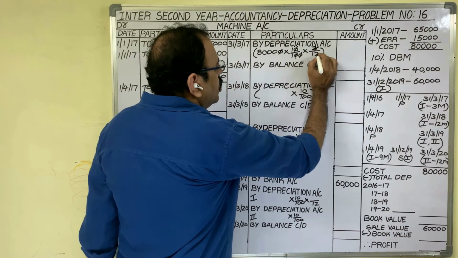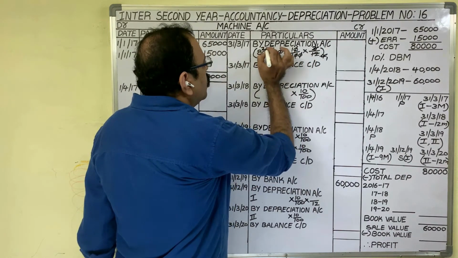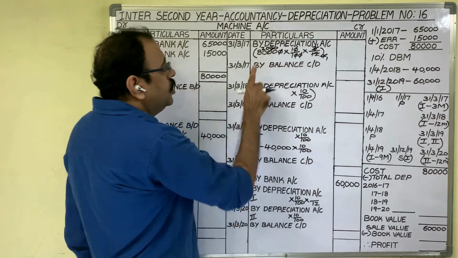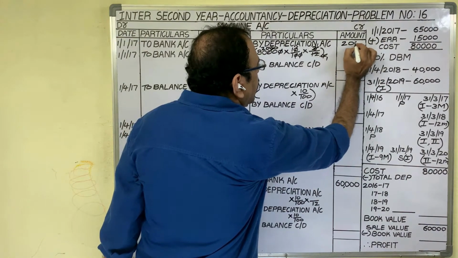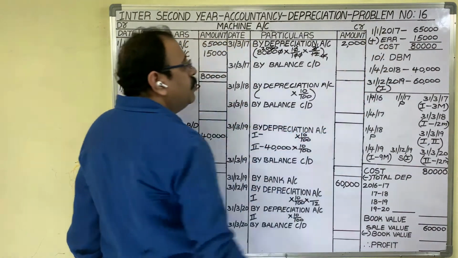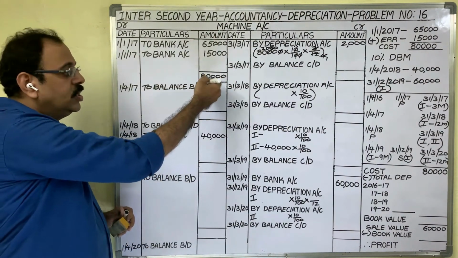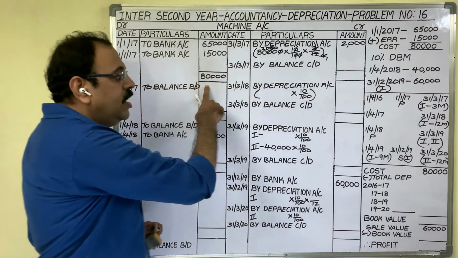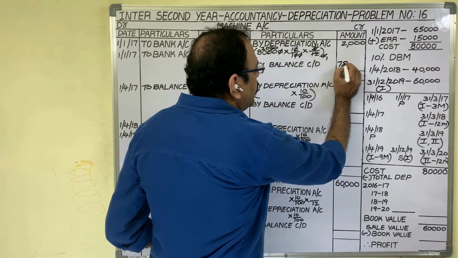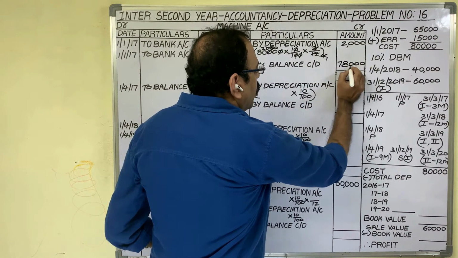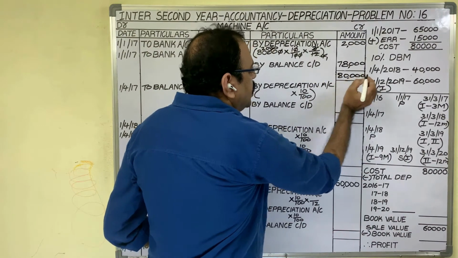3 ones are 3, 4 fours are 4, 1s are 4, 2000. Then 2000 is the depreciation on first asset in first year for 3 months. Now find out the balance carried down. Debit total is more. So debit total 80,000 minus credit total 2000 is equal to 78,000. Balance carried down on credit side is 78,000. Put the total. First year is completed.